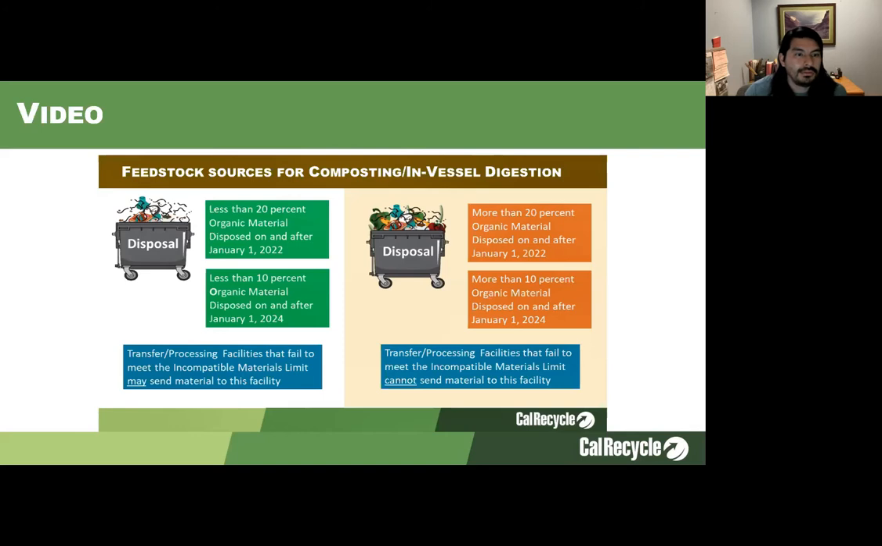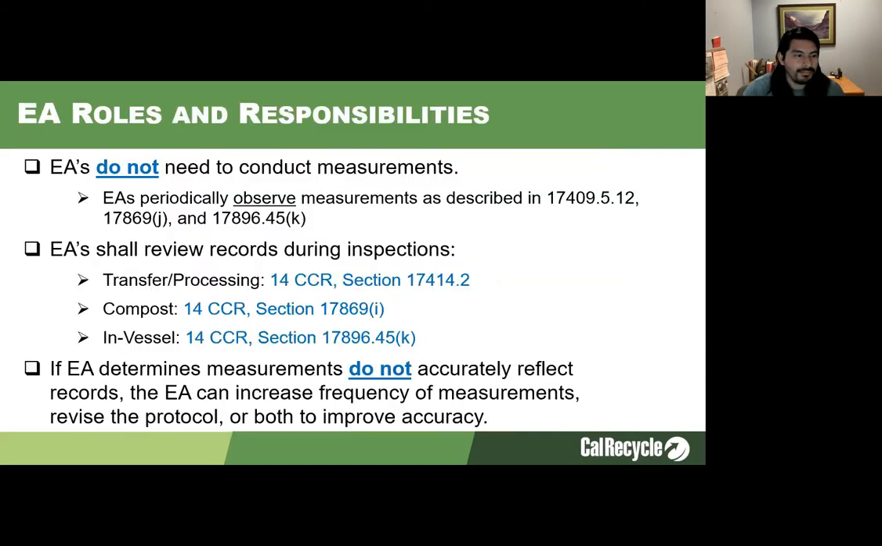Okay, that was a lot to cover. If you didn't understand that now, it's okay, because we're going to be breaking each part down, and we'll have a Q&A period after each breakdown. So we'll have plenty of time to answer questions. But for now, we're going to clarify the roles and responsibilities of the EA.